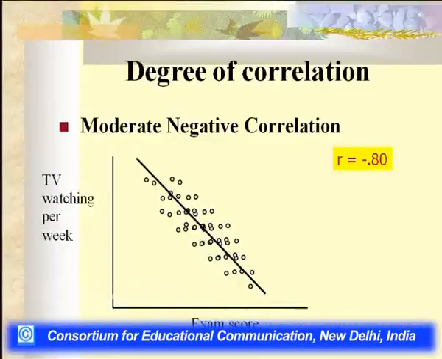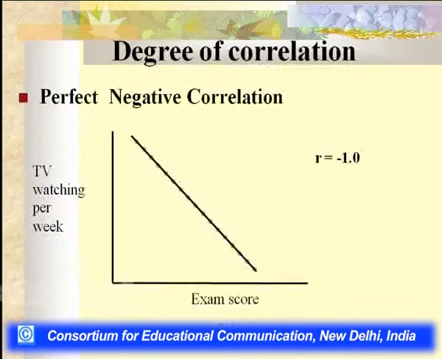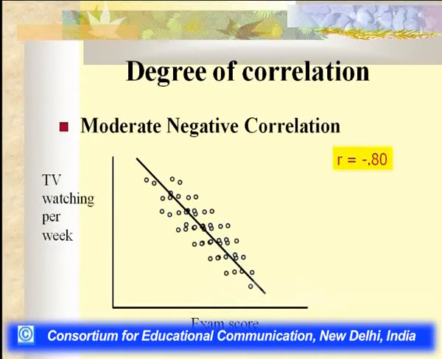Again, if you see the dotted lines here, they are a little scattered, but they are in the opposite direction, that is the TV watching per week and the exam scores here. This is a moderate negative correlation, and R is equal to minus 0.80, which shows a negative relationship, but if you see the previous diagram, they are on the one line, so we call it a perfect. And here if you see the dots, they are scattered on each side of the line, so we call it a moderate negative correlation, and R is equal to minus 0.80.